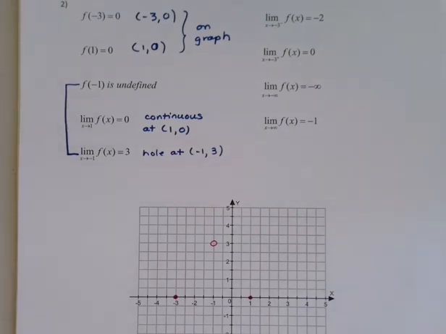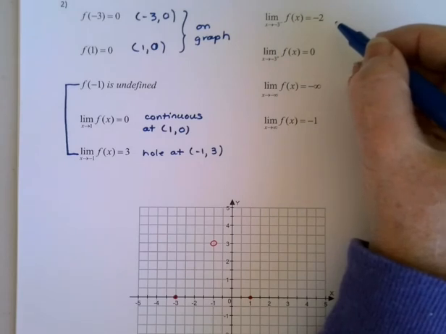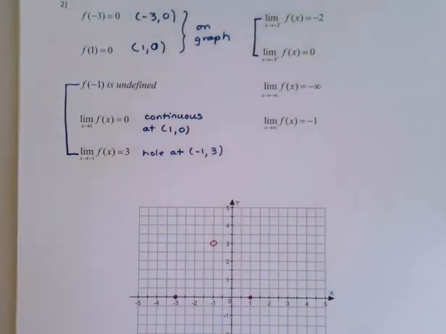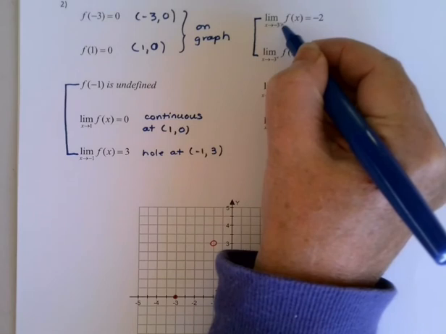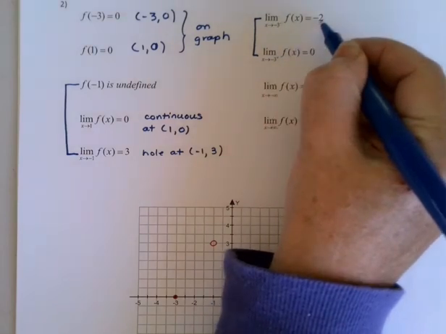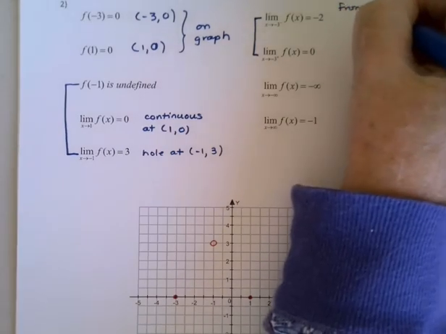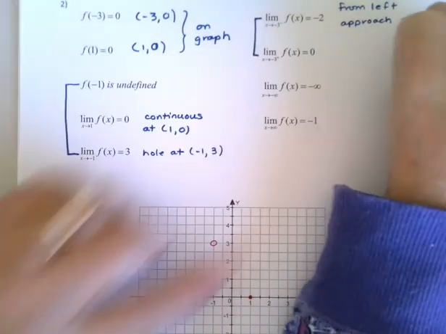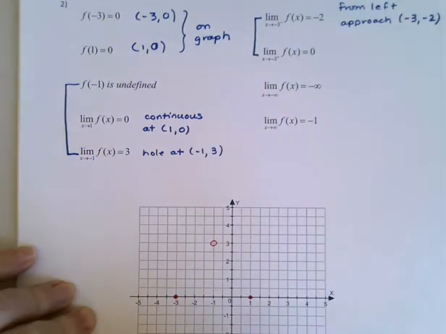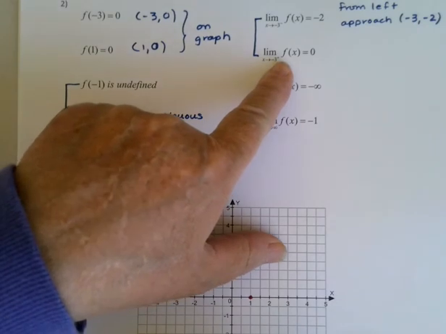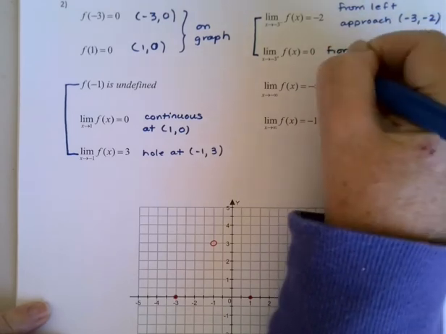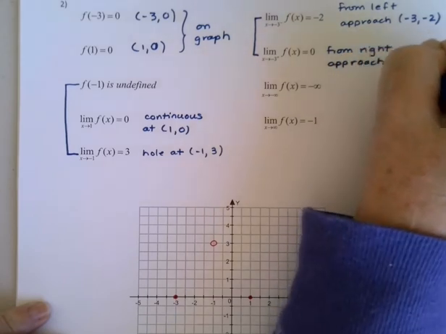All right, over here on the right, I've got some information about what happens as x approaches negative 3. And again, I'm going to take both of these pieces of information into account as I think about the situation at negative 3. As I approach negative 3 from the left, I approach y equals negative 2. So from the left, we have to approach negative 3, negative 2. But as I approach negative 3 from the right, the y value approaches 0. So from the right, we approach negative 3, 0.